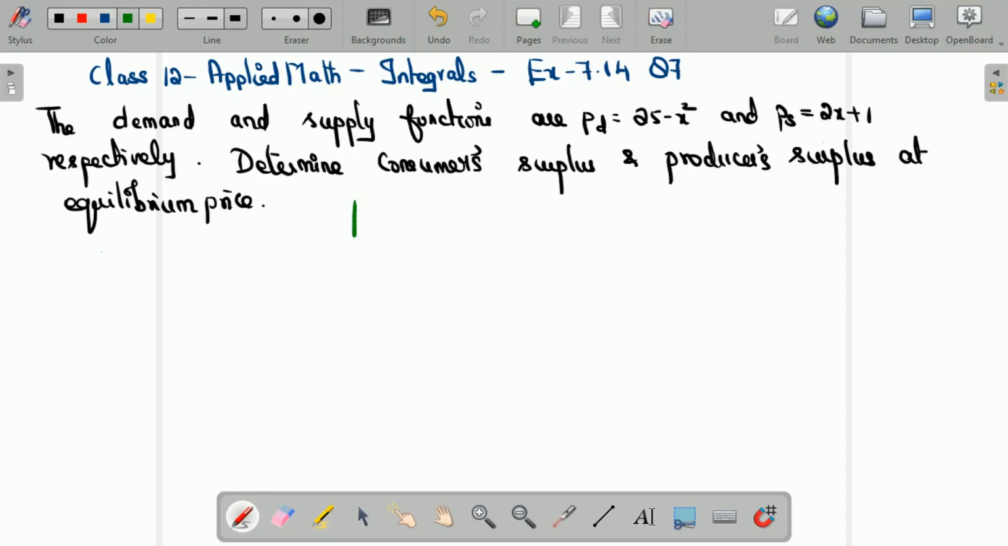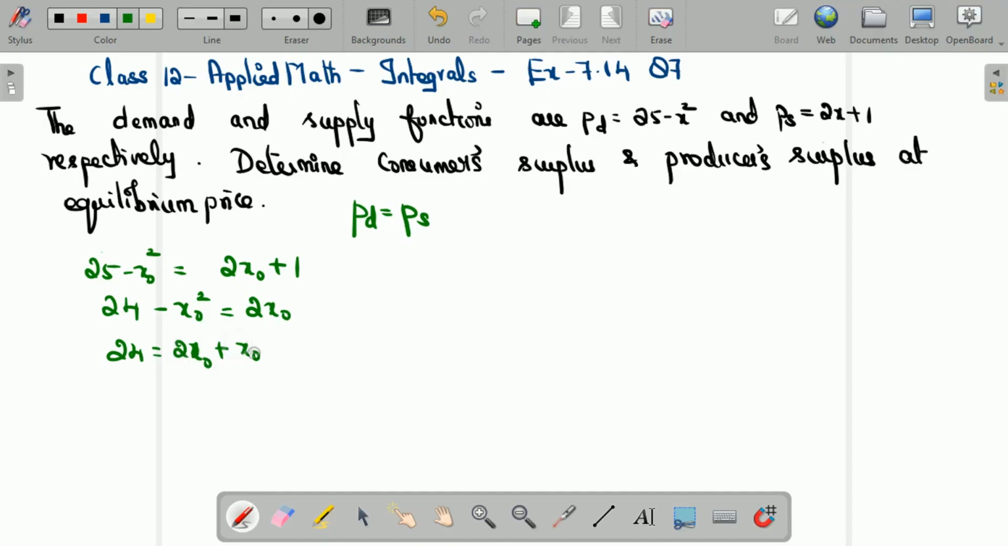So what do we know at equilibrium? PD will be equal to PS. So let's substitute. 25 - x₀² is going to be equal to 2x₀ + 1. So let's rearrange. This is going to be 24 - x₀² = 2x₀, or 24 = 2x₀ + x₀².